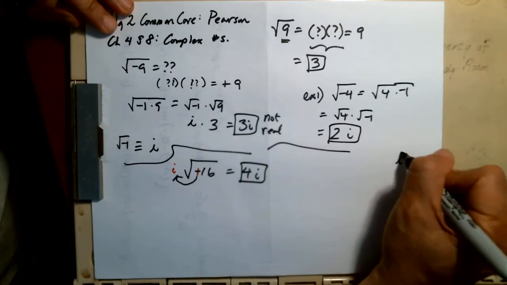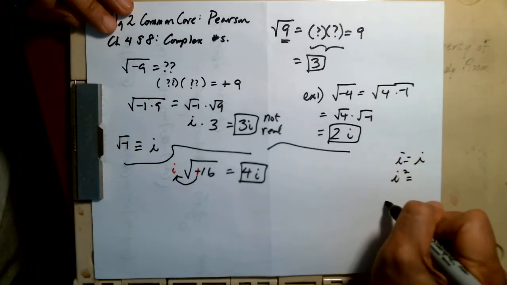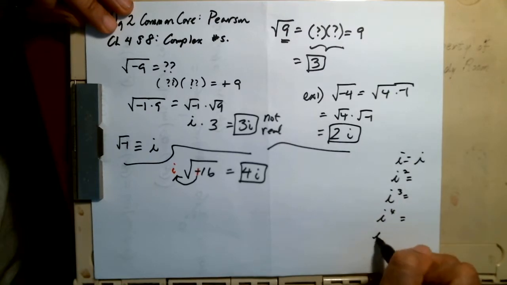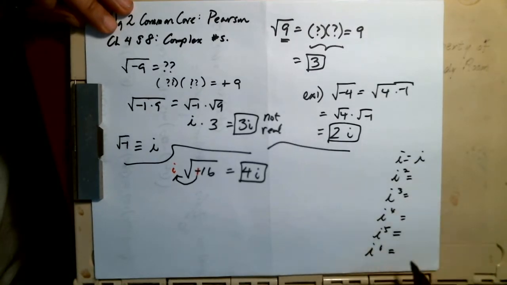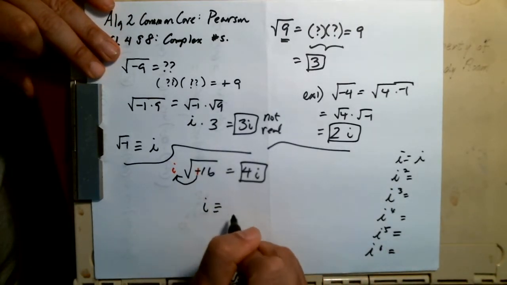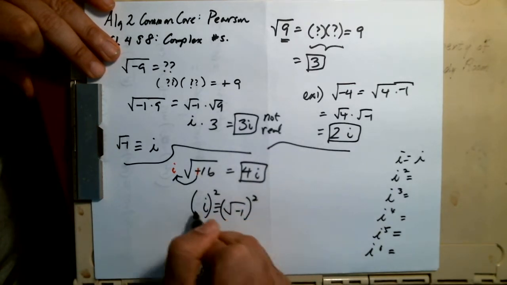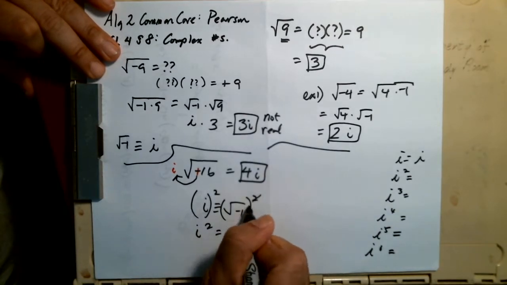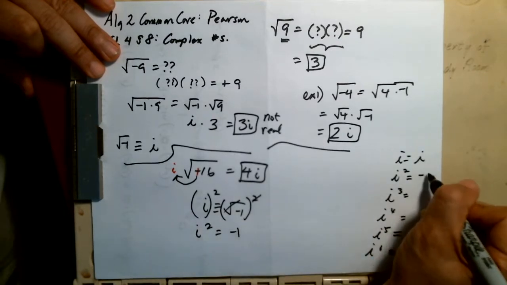We want to figure out what i, by definition, is. You want to find out what i squared is, i cubed is, i to the 4th, i to the 5th, i to the 6th. And you want to figure all those out. Well, i, by definition, is the square root of negative 1. You want to just square the left side and the right side. If you square the left side, you end up with i squared. Square and the square root cancel. These are inverse operations. You end up with negative 1. There it is right there.